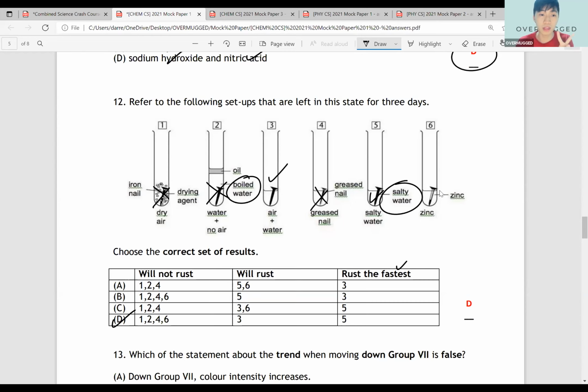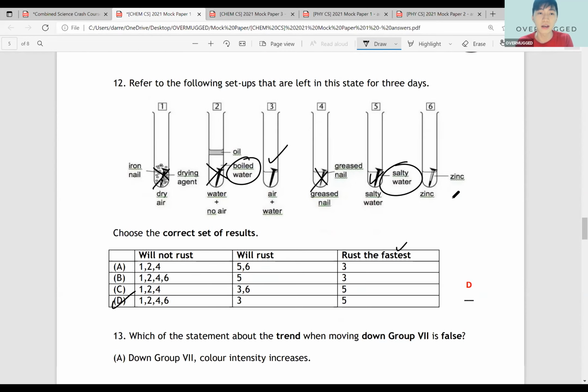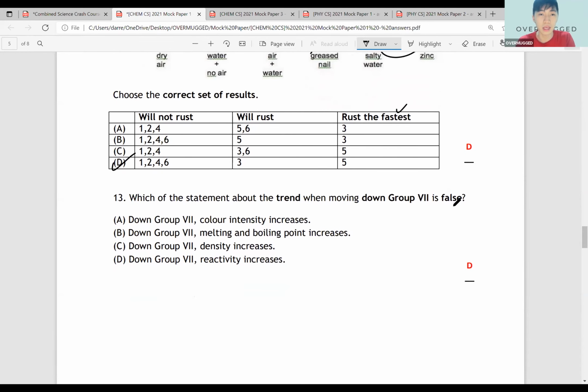So 2 things to take away: boiled water and salt water. What does that mean when we are talking about rusting? Next, trends moving down group 7, which one is false? Reactivity should decrease down group 7. For this one, you probably just need to revise. If you know it, you know it. If you don't know it, you're kind of in trouble.